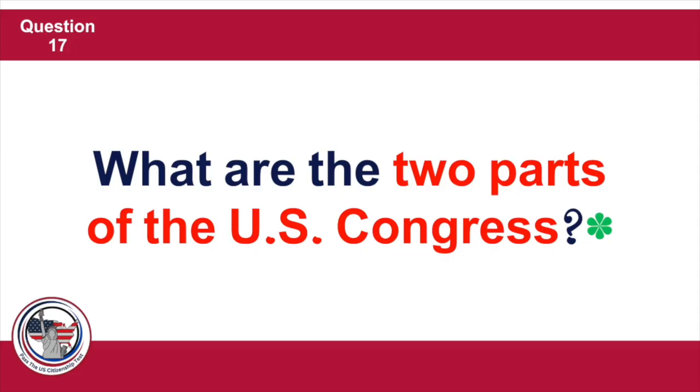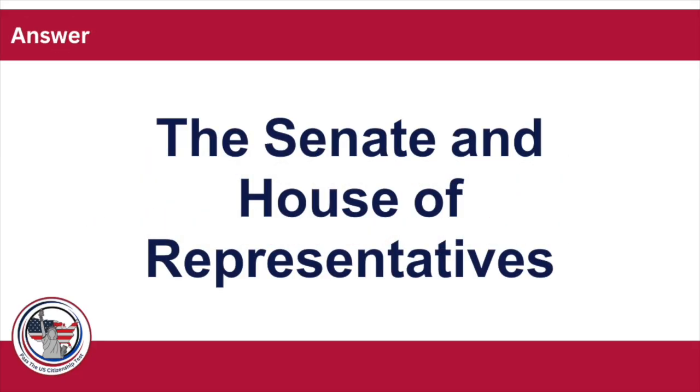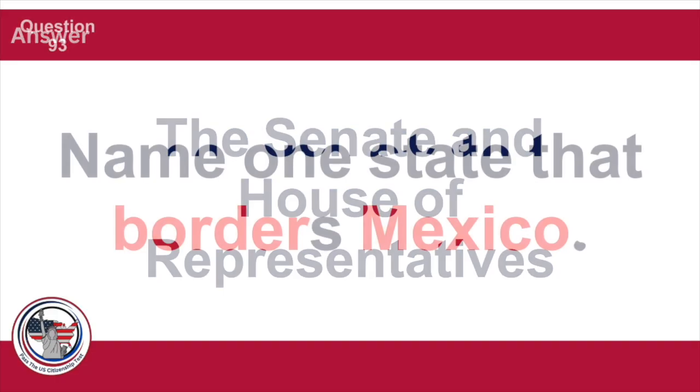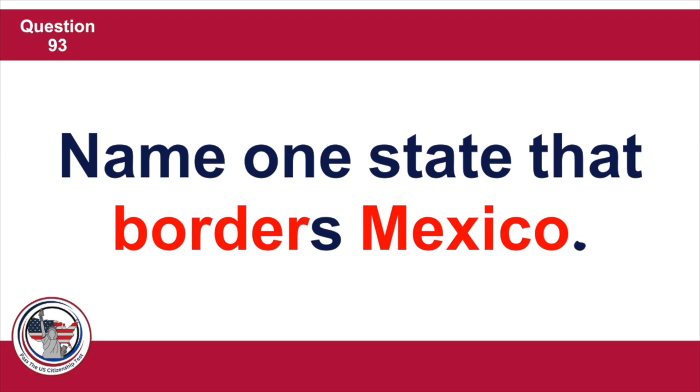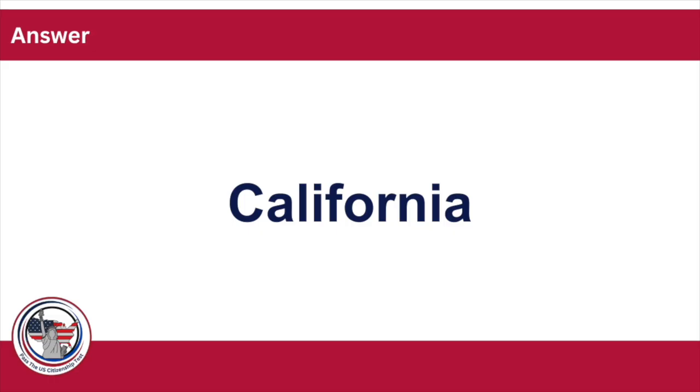What are the two parts of the U.S. Congress? The Senate and House of Representatives. Name one state that borders Mexico. California.